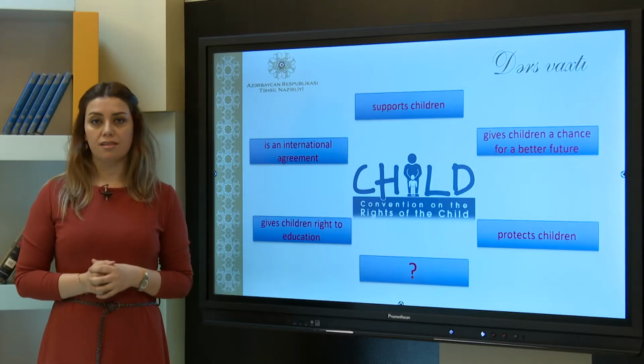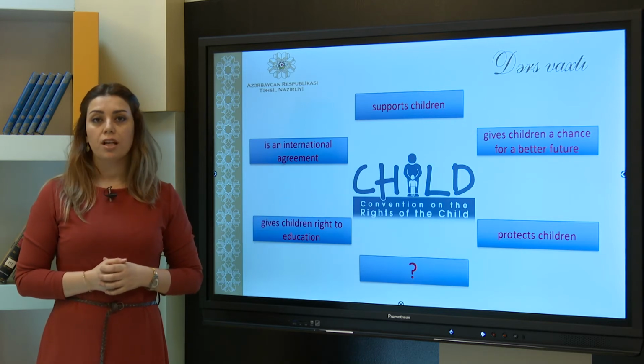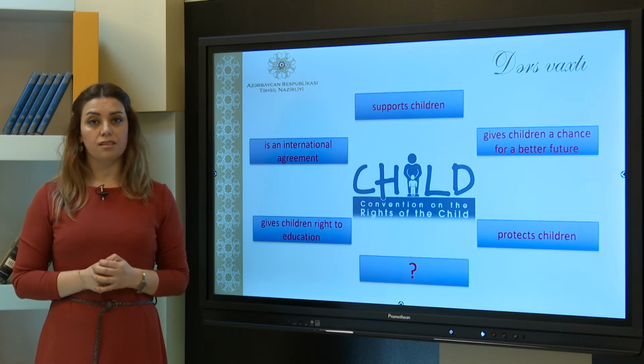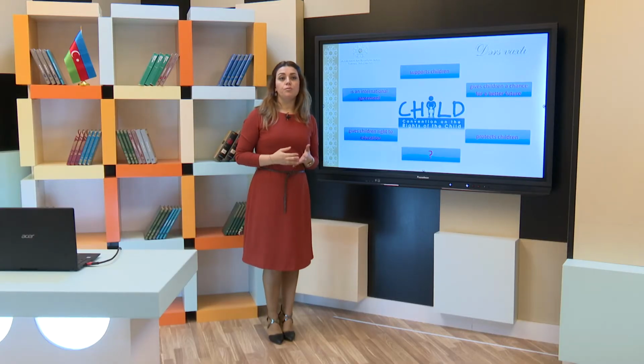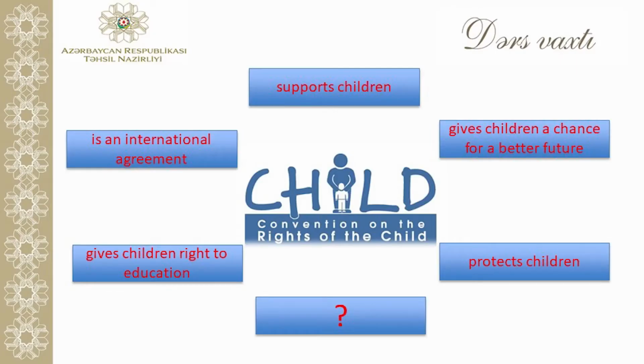In the previous exercise, we mentioned one word, Convention on the Rights of Children. This is a convention approved 30 years ago by the world's leaders. Let's see what benefits it brought for children. First of all, it is an international agreement. International means by many of the world's countries.